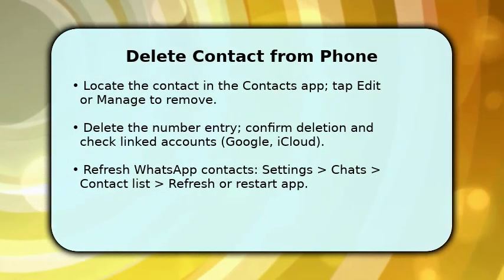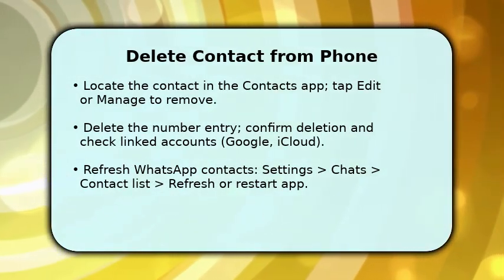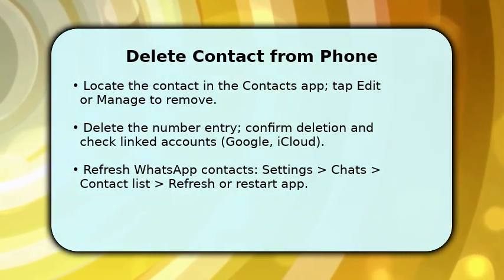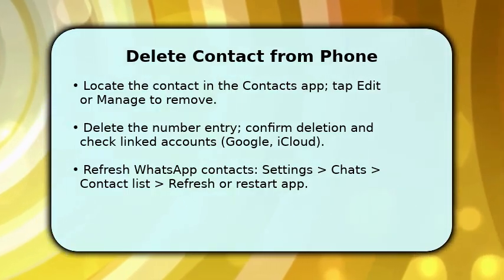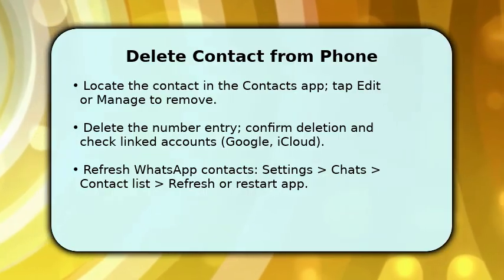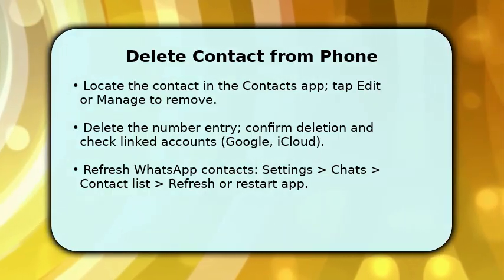You now delete the number from your phone's Contacts app because WhatsApp reads that list. Tap the contact, choose Edit or Manage, then delete the specific number and confirm. Repeat for any linked accounts like Google or iCloud so it's fully removed.